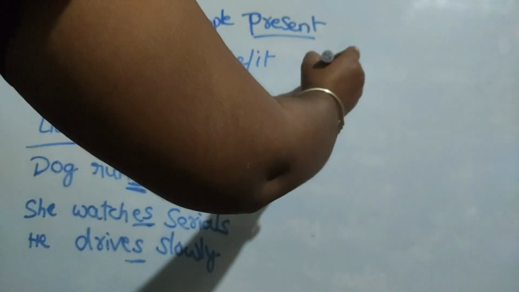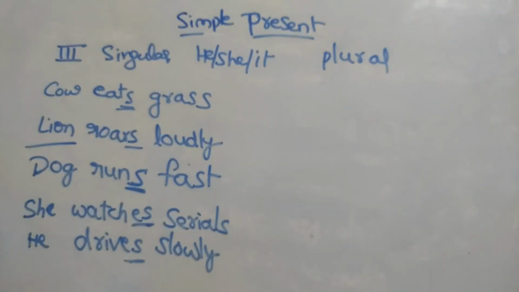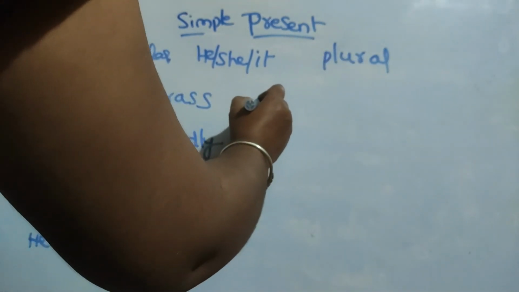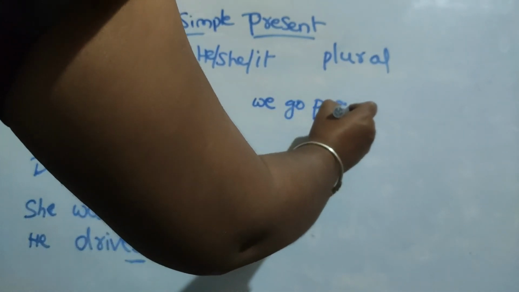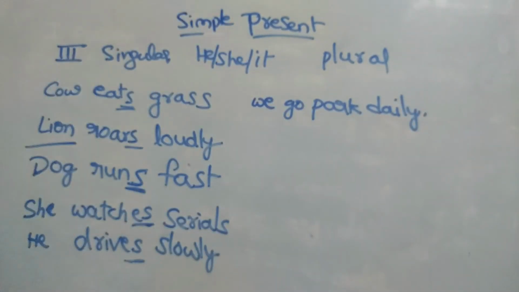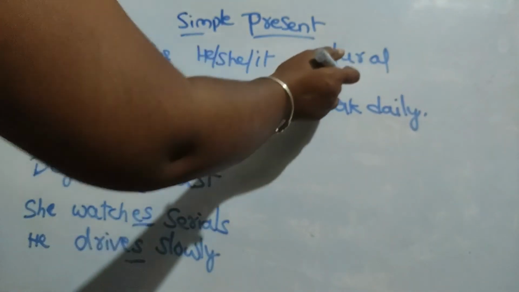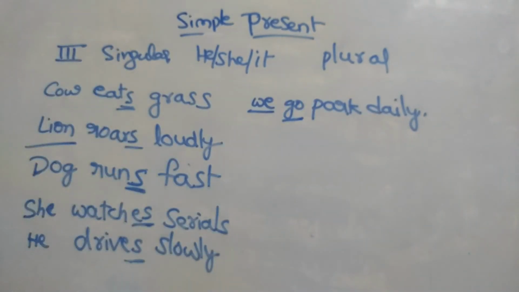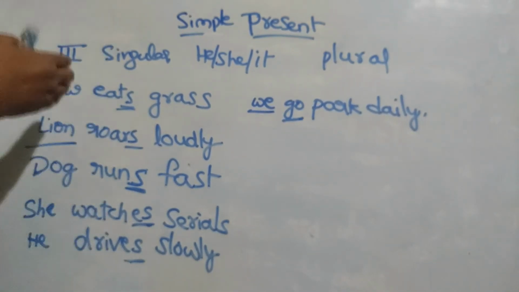So when we are talking about the plural, for all first person, second person and third person, how do we write the sentence? Subject plus verb plus object. We go park daily. We want to play in the evening, so we go to the park daily. So this is our habit, regular work, so we tell it in simple present. So we is plural, first person plural, so go park daily. There is no s added to the verb. You should observe it. Only for third person singular do we add s or es to the verb.